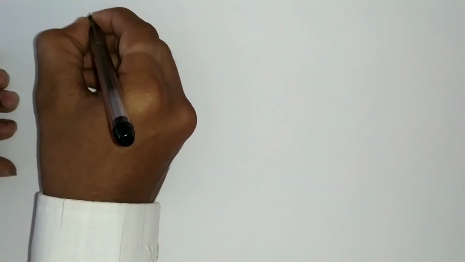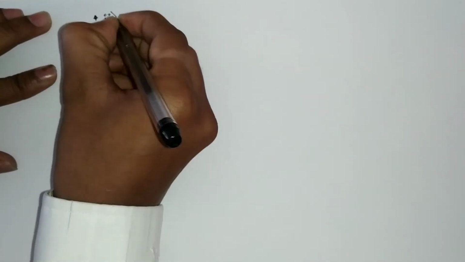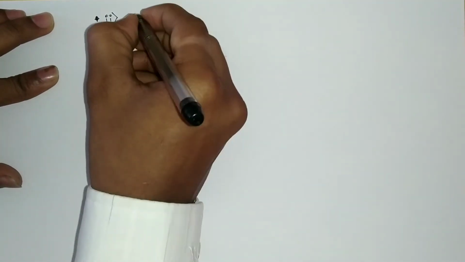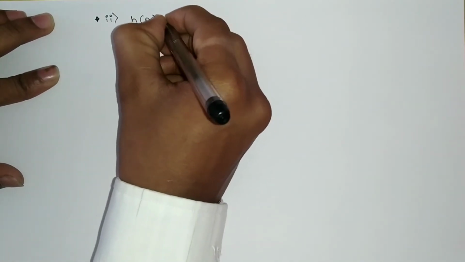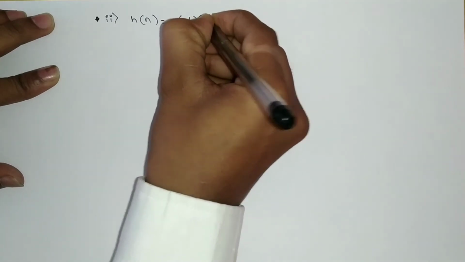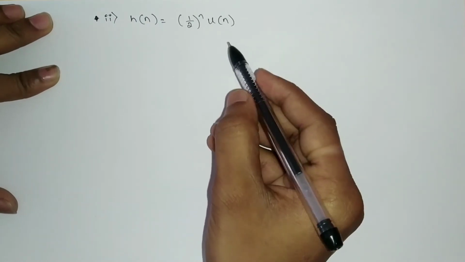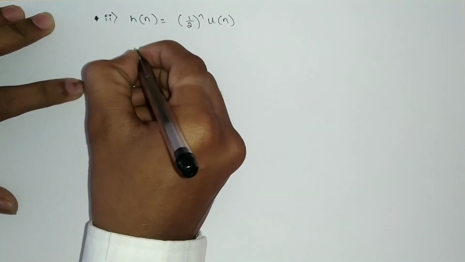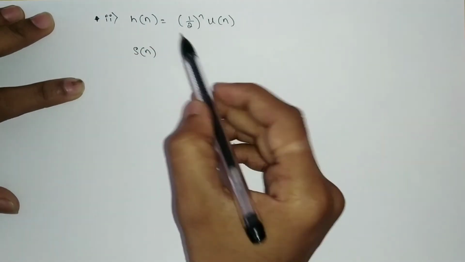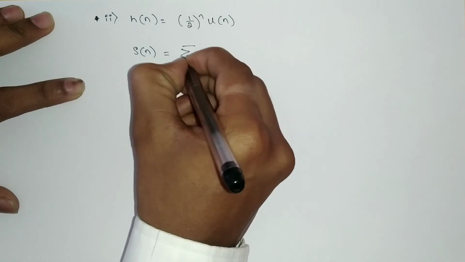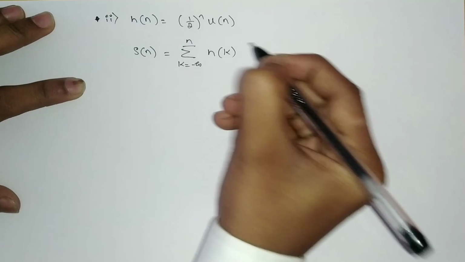Let us consider one more problem. The impulse response for this is given by h of n is equal to 1 by 2 power n into u of n. This is the half part of the previous problem. As we all know, the step response s of n for the impulse response h of n is given by summation of k is equal to minus infinity to n h of k.